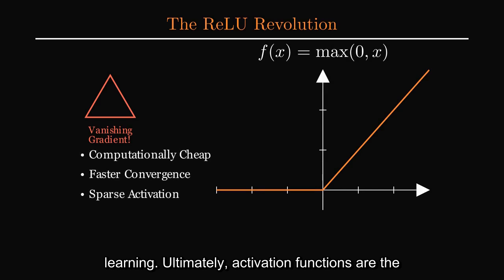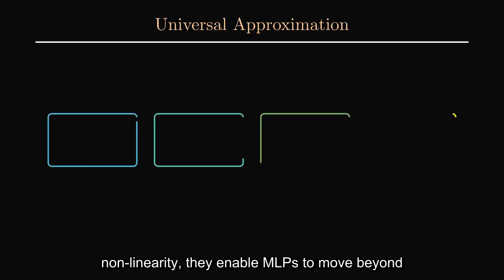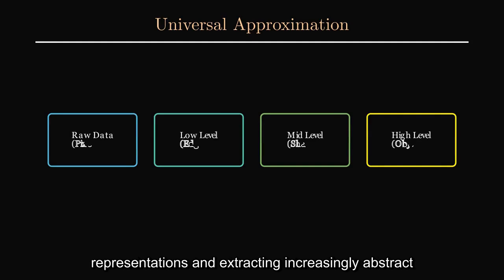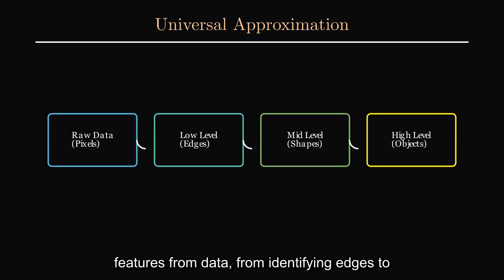Ultimately, activation functions are the secret sauce that allows neural networks to approximate any continuous function. By introducing nonlinearity, they enable MLPs to move beyond simple linear boundaries, learning hierarchical representations and extracting increasingly abstract features from data, from identifying edges to recognizing entire objects.